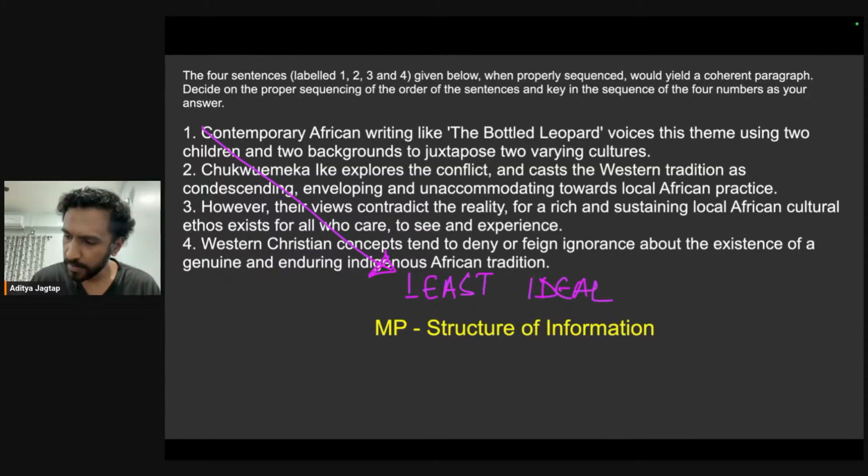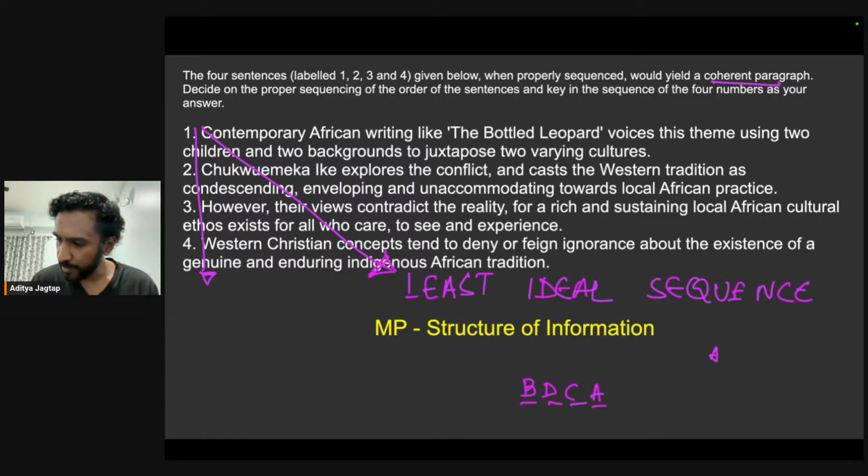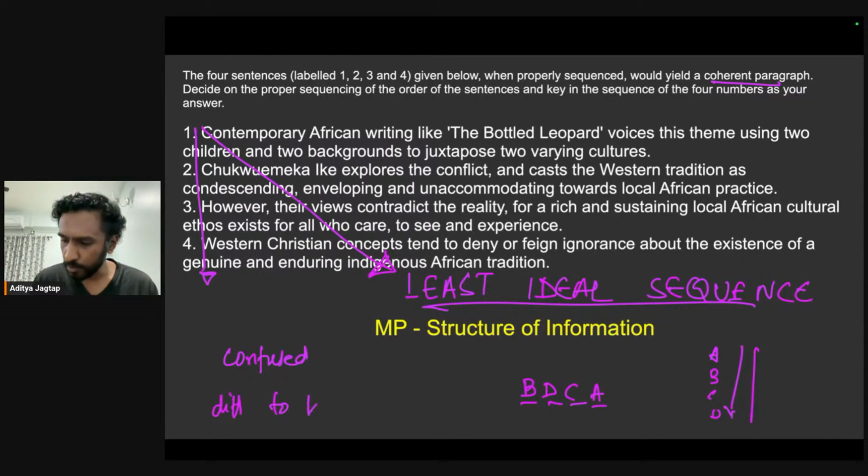ideal sequence, right? If you read from 1 to 4, you're reading this in the least ideal sequence, meaning we have to find the best coherent sequence. Let's say, for the sake of discussion, BDCA is the right sequence. Then ABCD in this case would be the worst, least ideal sequence, because the examiner has crafted it in such a way that reading it is either going to leave us confused or is going to make it difficult to know the main point of the author.